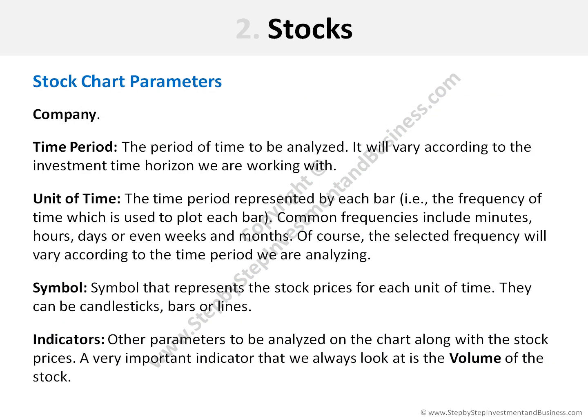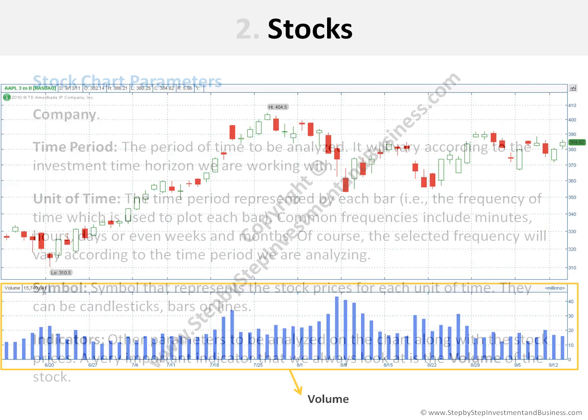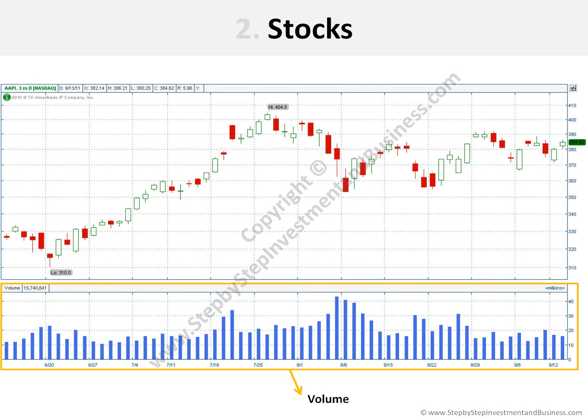Finally, other parameters used are indicators. They are given by other parameters to be analyzed on the chart along with the stock prices. A very important indicator that we always look at is the volume of the stock. That is, what we see at the bottom of the image. These blue bars indicate the amount of Apple shares in millions that were traded in each day of the last 3 months.